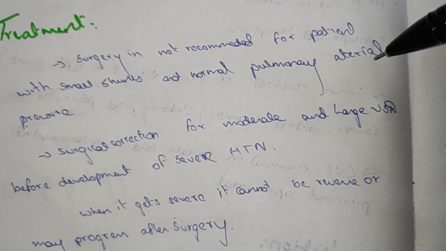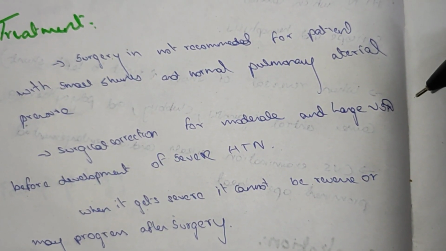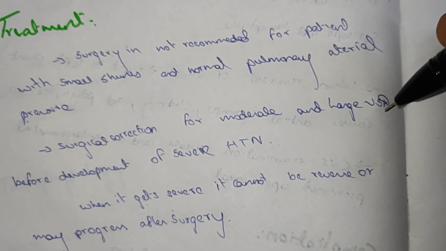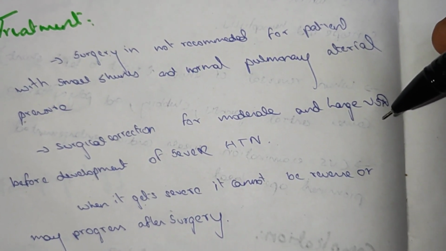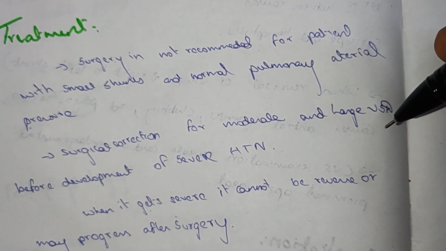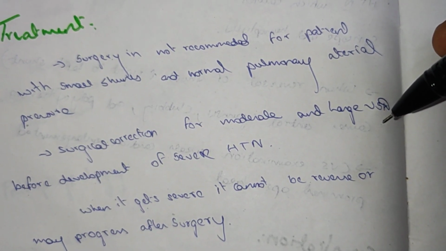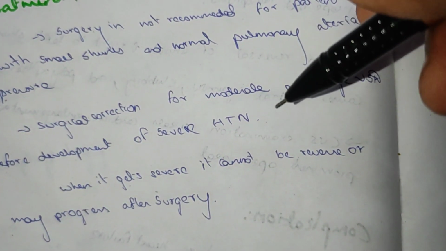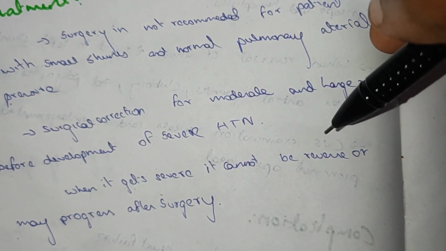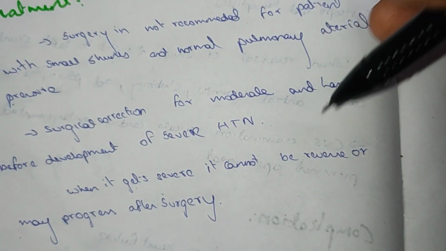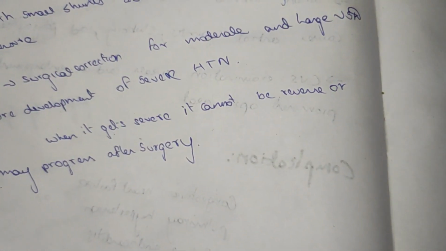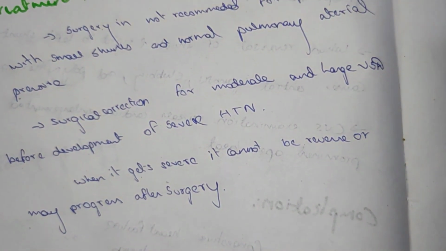Surgery is not recommended for the small ventricular septal defect. It is recommended for the moderate as well as the large ones. We should do the surgery before it goes to severe hypertension. When it gets severe, it cannot be reversed or may progress after the surgery. These are the treatments for this ventricular septal defect.